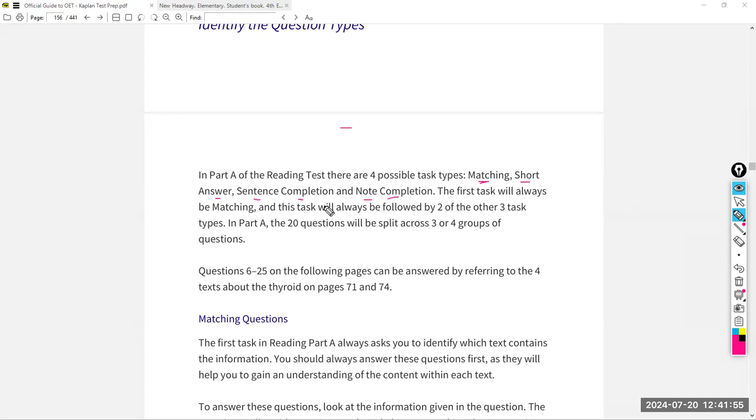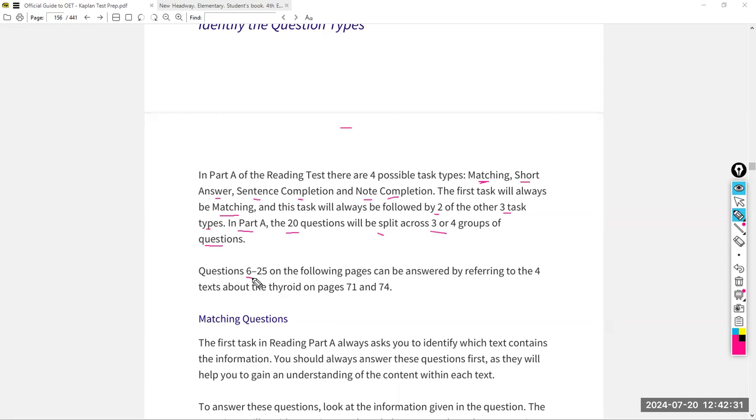The first part will always be matching. So please be careful. And this task will always be followed by 2 of the other 3 task types. This is why, as I told you, you will understand the text more and more while solving the questions. And absolutely, all the questions are going to be connected. In part A, the 20 questions will be split across 3 or 4 groups of questions. And these are the kinds of questions.